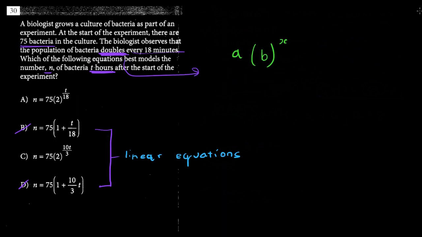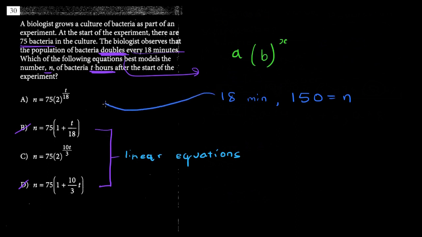The best way, I would say, to choose between A and C is by creating two data points that we can rely on and plug in. The question says the biologist observes that the population of bacteria doubles every 18 minutes. So 18 minutes elapses, and the population doubles. If we start with 75, doubling the population would be 150, right? And so 150 equals n, where n is the number of bacteria. After 18 minutes, we should have 150 bacteria.